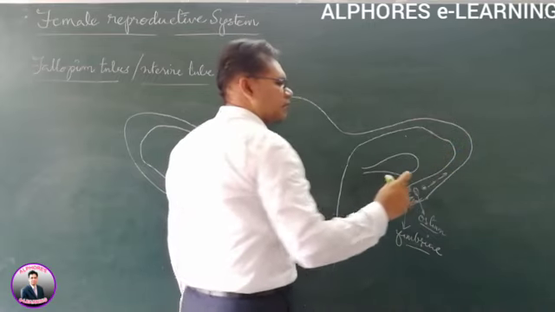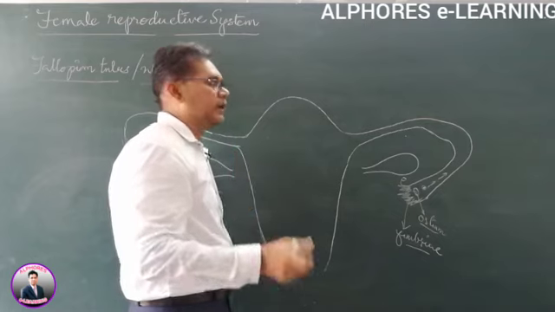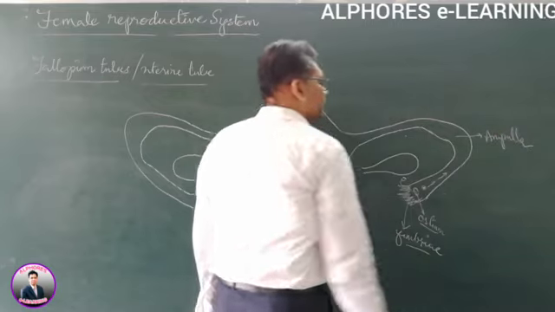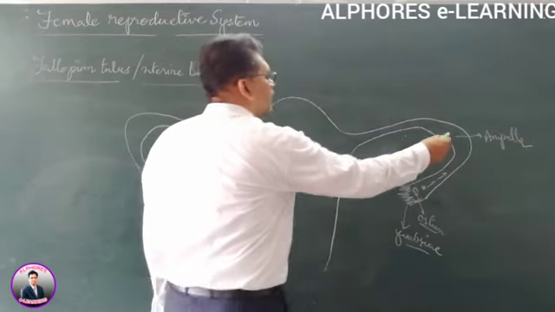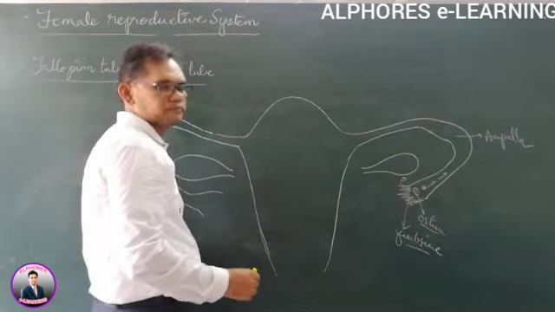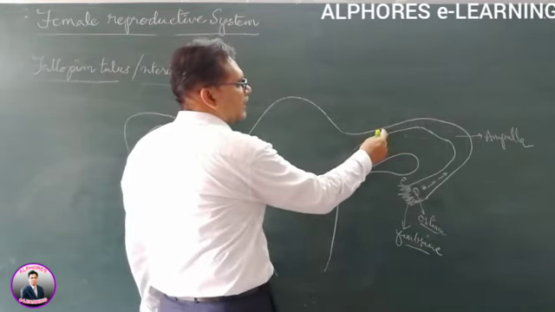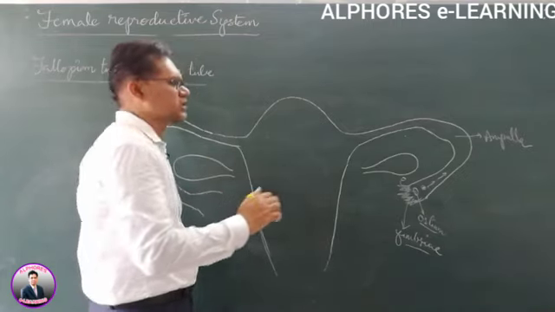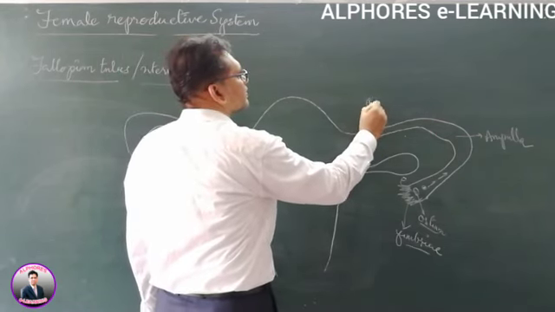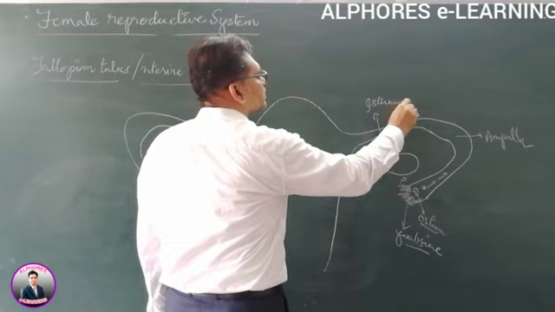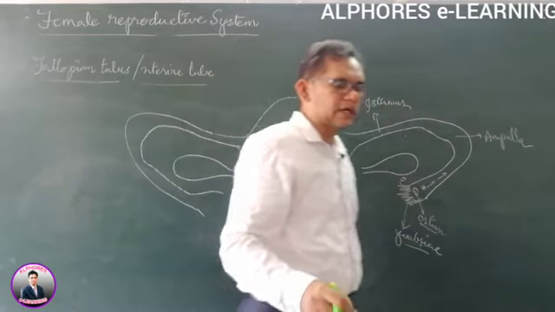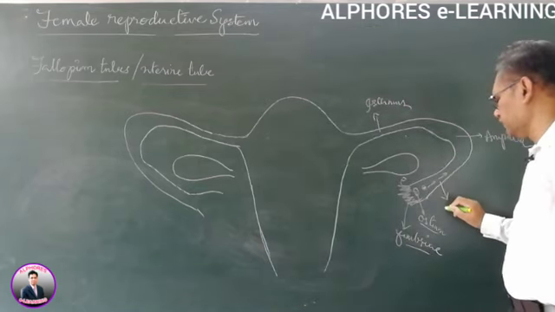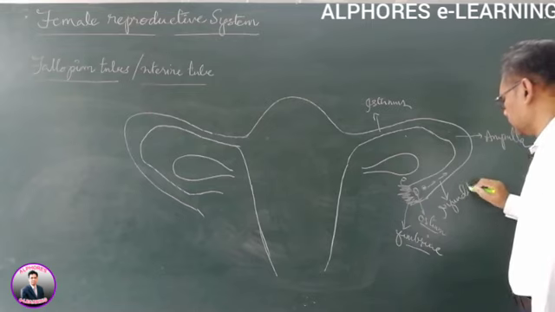This part is the wider part of the fallopian tube. This is called as ampulla. Now, this ampulla is connected to the uterus through a fine or very narrow duct of the uterus. This is called as isthmus. Now, it means here the uterine tube is divided into three parts. The first part, this is infundibulum.